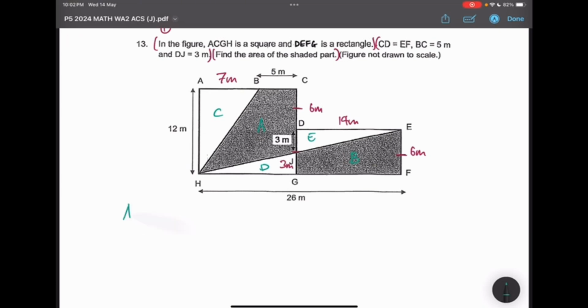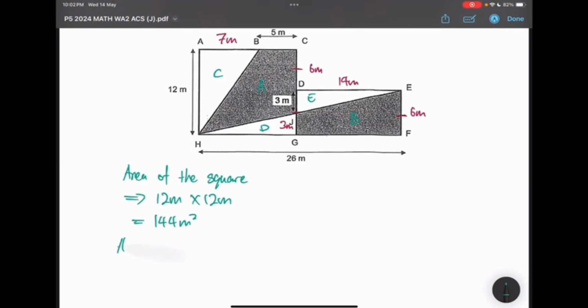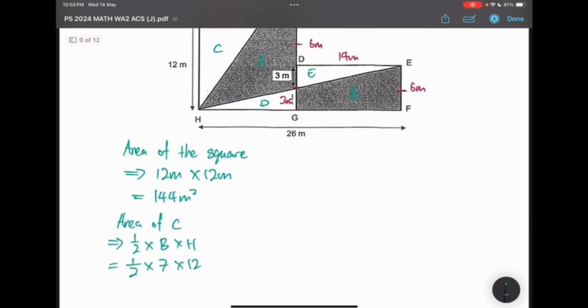I know the area of the square consists of A, C, and D. So what I'm going to do is to find the area of the square. The formula of area of square is just length times length, which is 12 meters multiplied by 12 meters. This will give me 144 meters square. Now, what I want to do is to find the area of C, which is a triangle. I know the area of a triangle is half times base times height. Applying this formula, the area of C is half times 7 times 12 meters, and this will give me 42 meters square.